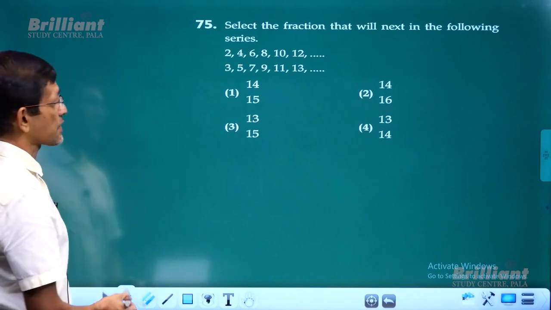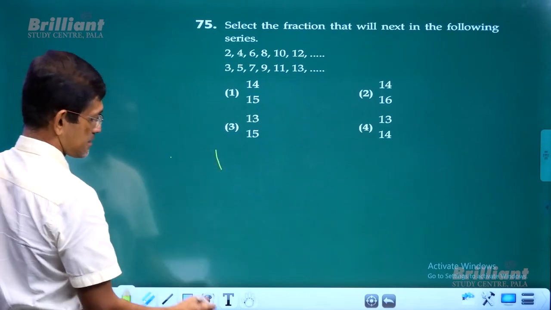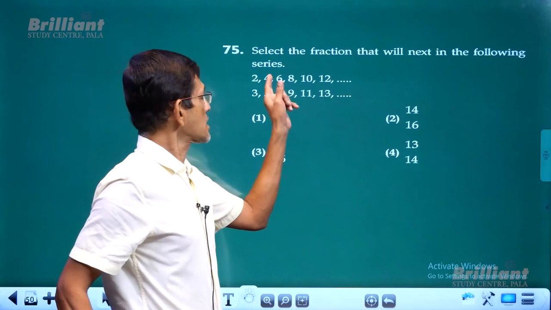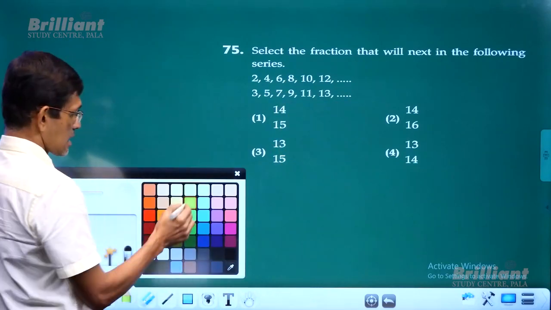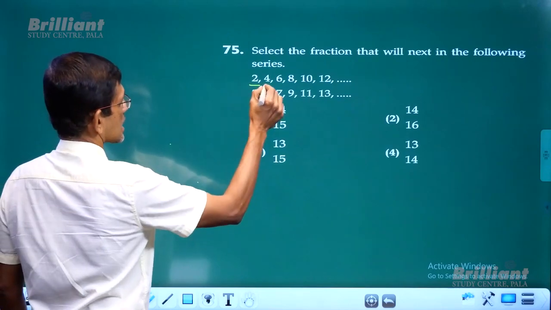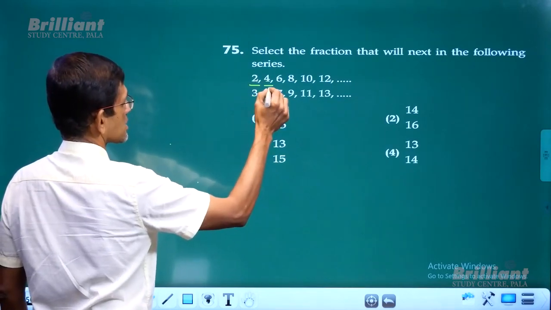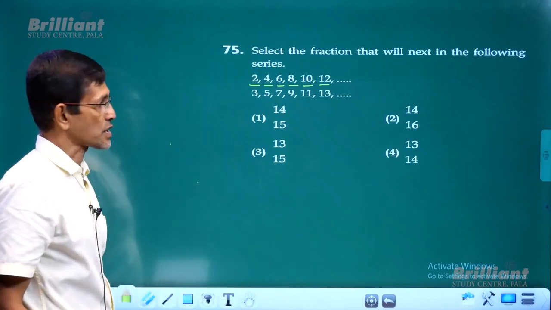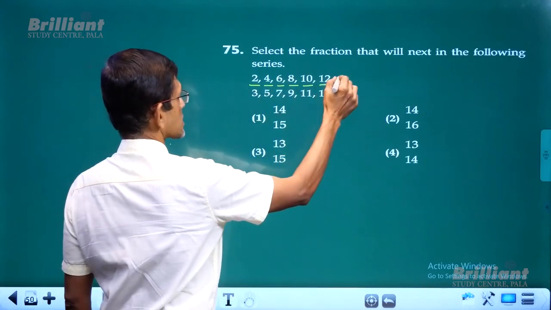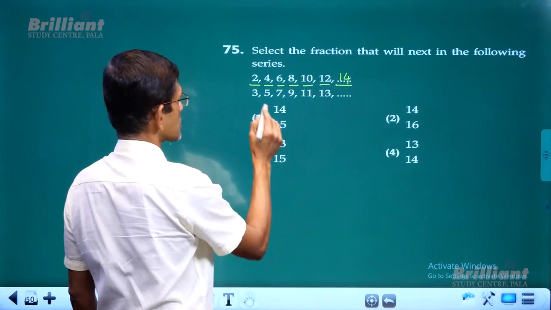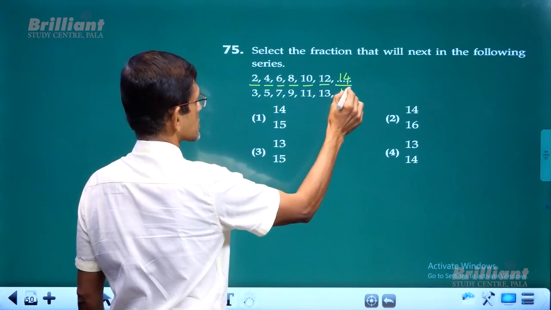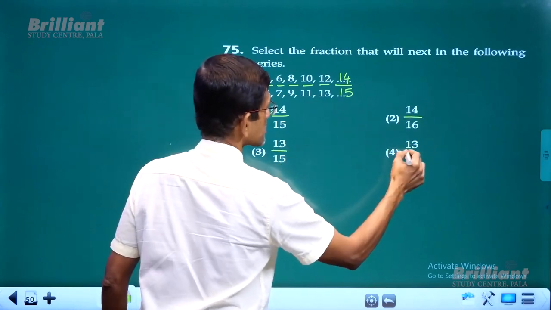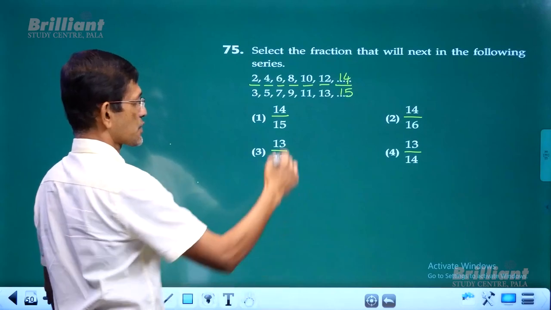Now question 75. Select the fraction that will come next in the following series. So this is something like a fraction, however, that is not really clearly mentioned here. So it's 2 by 3, 4 by 5, 6 by 7, 8 by 9, 10 by 11, 12 by 13. So the numerators are 2, 4, 6, 8, 10, 12, and the next one must be 14. The denominators are 3, 5, 7, 9, 11, 13, so the next is 15. So 14 by 15, this is the answer.